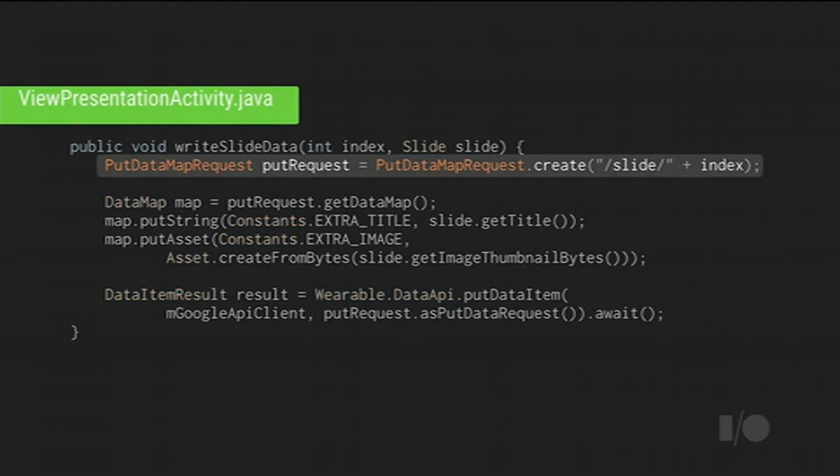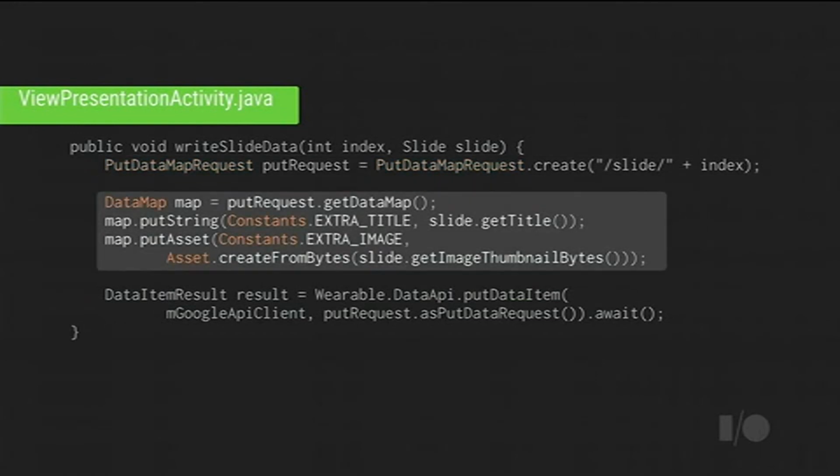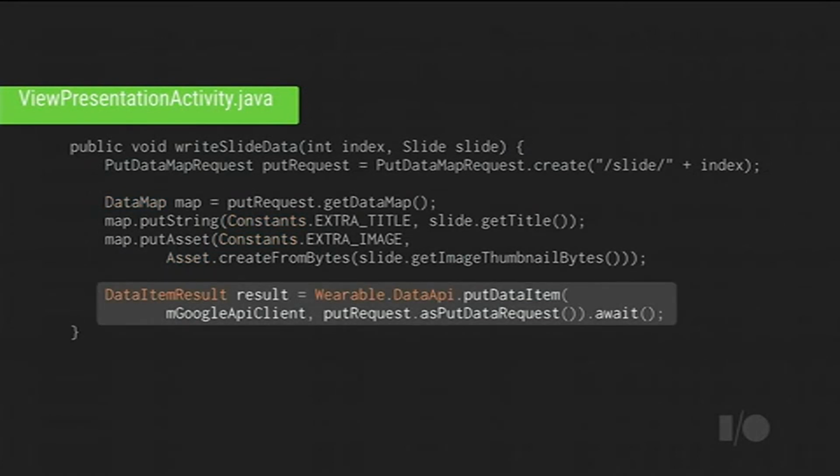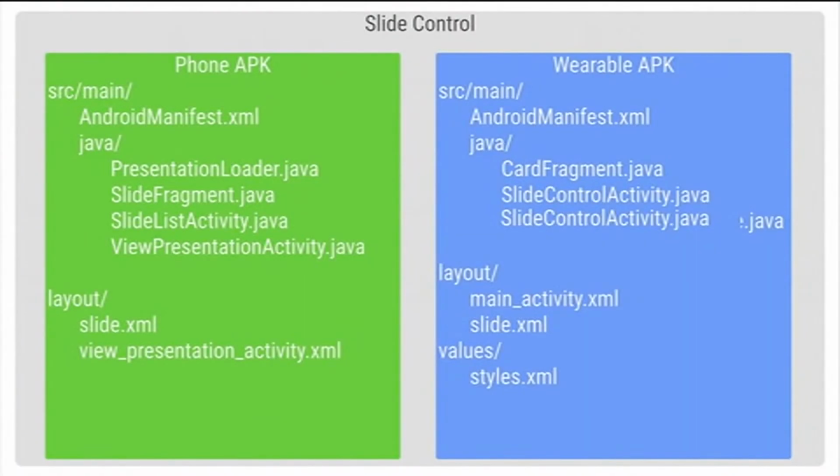I'm going to create my data items at a known URI, so in this case, slides/index. I'm going to put the title in, and now I'm going to create an asset. All of my slide objects know how to create a smaller version of themselves, just as a byte array. From there, I send that to asset create from bytes, and I put it into the map. And then it's going to intelligently send that over to the wearable.